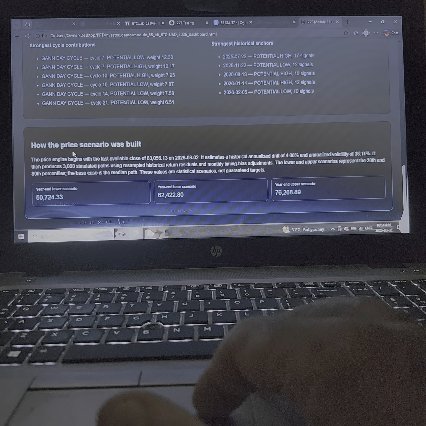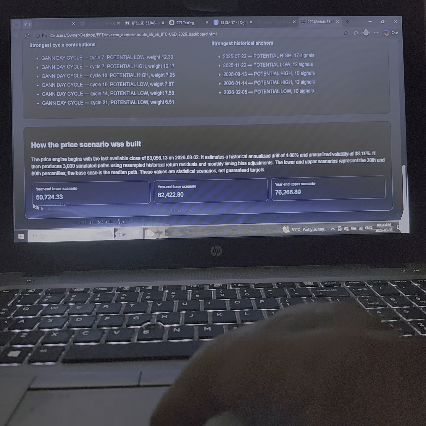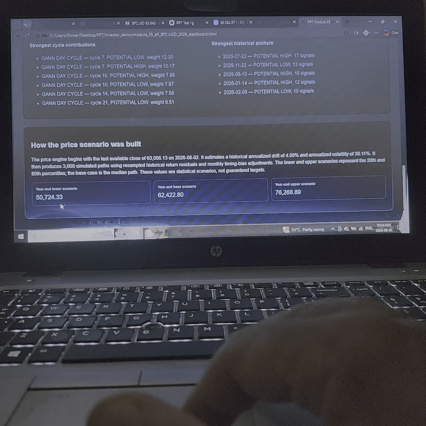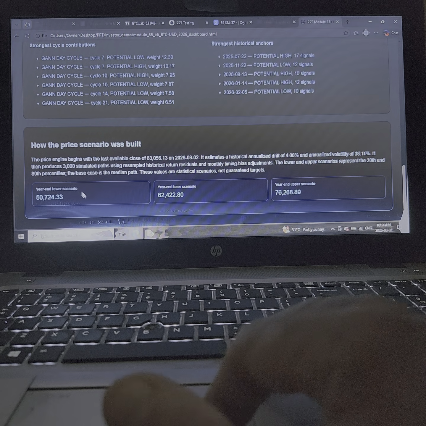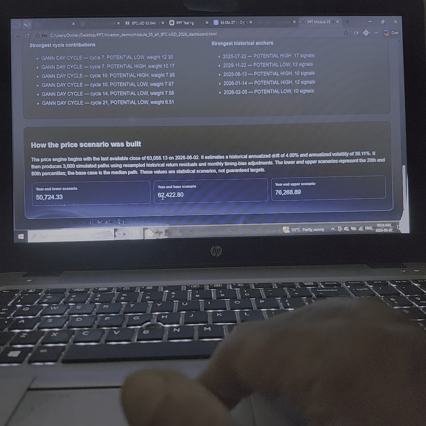So for the price scenario, let's just talk about the low for the year end, which is 50,000 on this model for our Python private predictive technology, and it's calling for a median around 62. We've been sitting around that for a while, and a year end upper end scenario of 76,000.